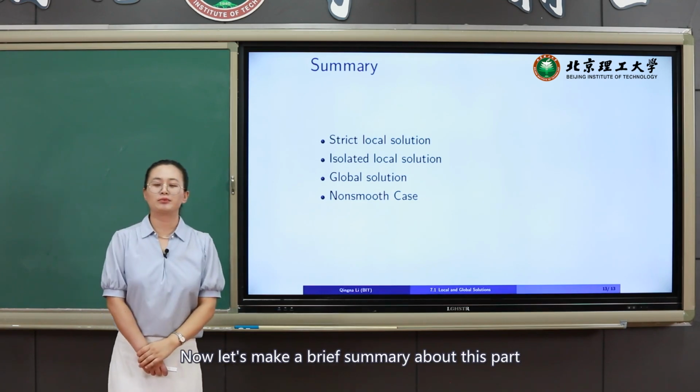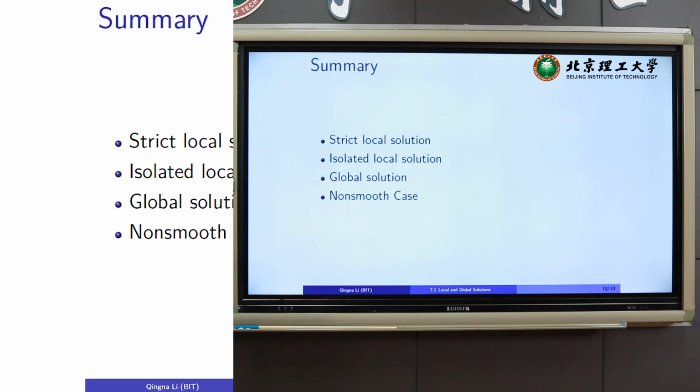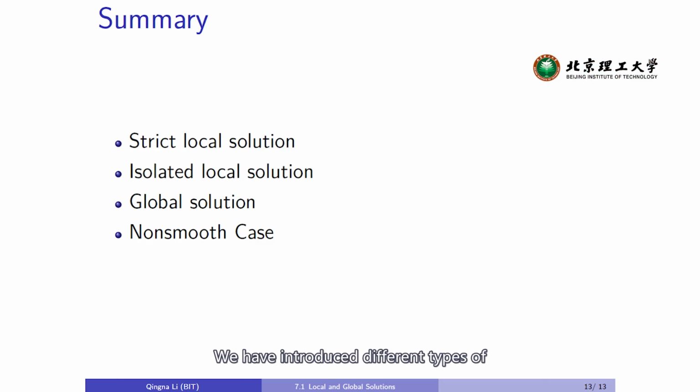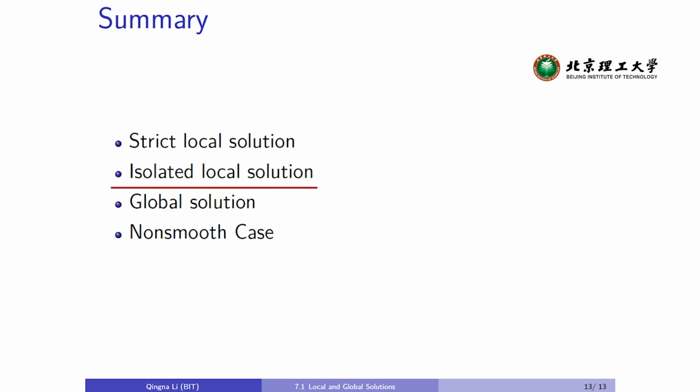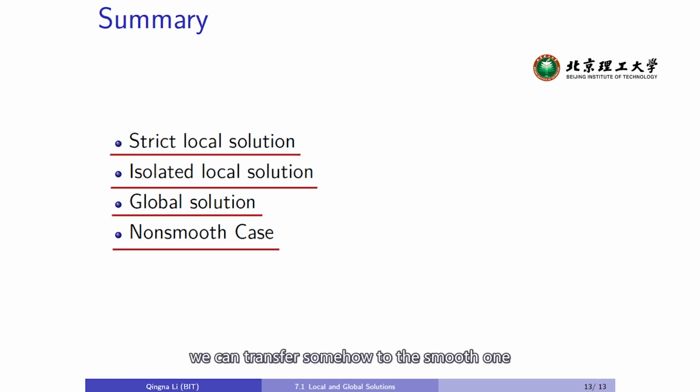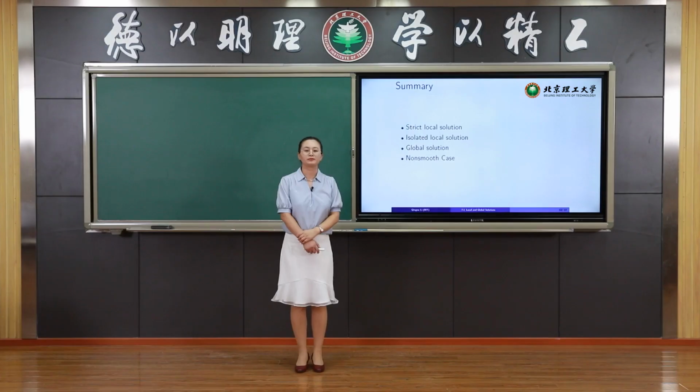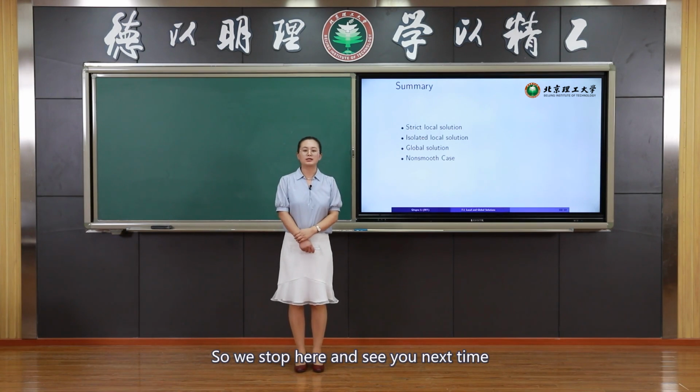Now, let's make a brief summary of this part. We have introduced the different types of local solutions, including isolated local solutions, strict local solutions, as well as global solutions. And for the non-smooth case, we can transform it somehow into the smooth one. However, this technique only applies to some of such non-smooth cases. Okay? So we stop here and see you next time.